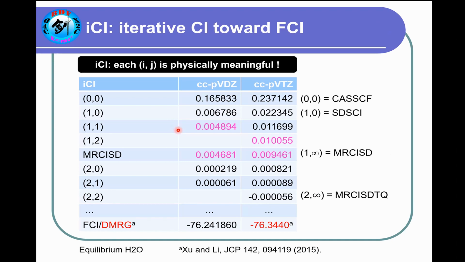What I like about iCI is that at each iteration, iCI produces some physically meaningful results. For example, in this case, the water molecule at equilibrium distance, we start from CASSCF. We do a one-step macro iteration, that means we do single double excitations, and we generate SDSCI. Then if we do micro iterations to relax the contraction coefficients, we will reproduce uncontracted MRCISD. So in the next macro iteration, we will produce uncontracted MRCISD2. For example, in this case, we are already lower than the MRCI values. So this is very interesting.